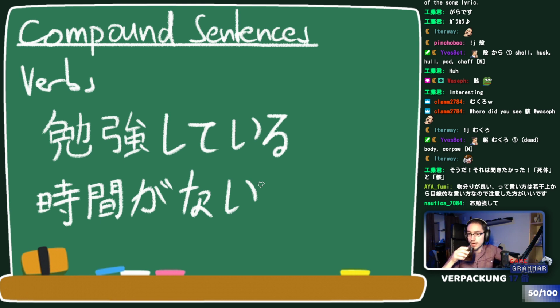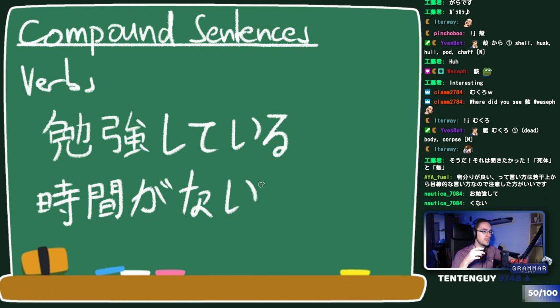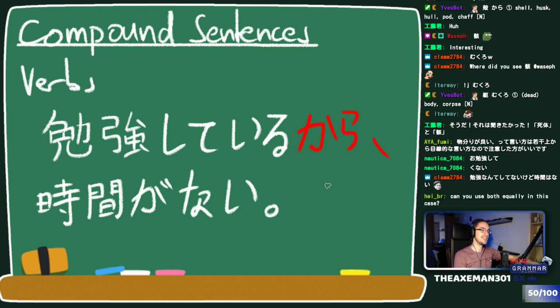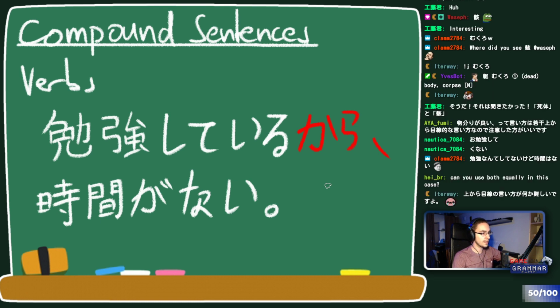So here, how do we use kara and node to express this? Very simple. We just add kara here. That's really all it is. You just go kara. 勉強しているから時間がない。Period. We're done.